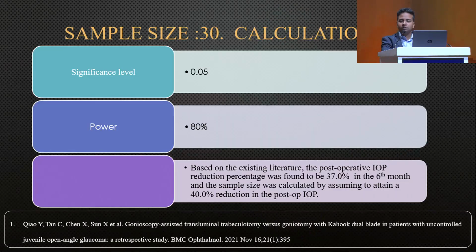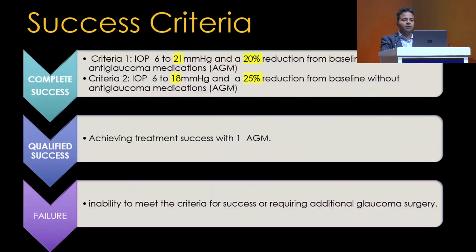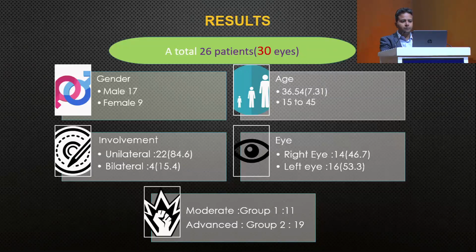Sample size was calculated as 30, with power 80%, expecting an IOP reduction of 40%. The success criteria were determined on 2 levels. The first level was 20% reduction and less than 21 mmHg without anti-glaucoma medication. Criteria 2 was 18 mmHg with 25% reduction without anti-glaucoma medication. Qualified success was this with a single AGM. So we had 26 patients, 11 in the moderate group and 19 in the advanced group.